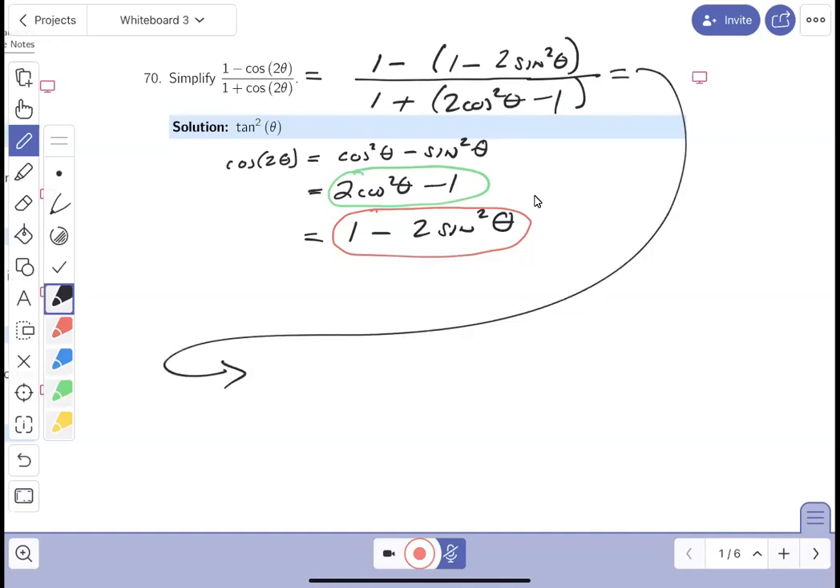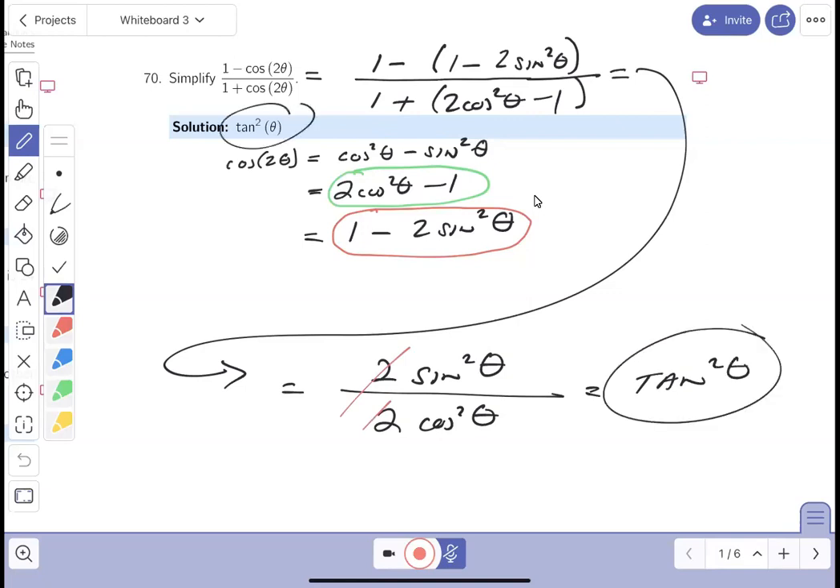Let's see if we can write that down. Now, what would the top give me? 1 minus 1 is none, minus 1 minus 2 is just 2, so it gives me 2 sine squared theta. And what does the bottom give me? Well, 1 minus 1 is none again, and I get 2 cosine squared. What's nice about this, the 2's cancel, and I recognize now the sine over cosine is going to be tangent, so it's going to be tangent squared. That worked out rather nicely. All right, that's number 70. It simplified really nicely.